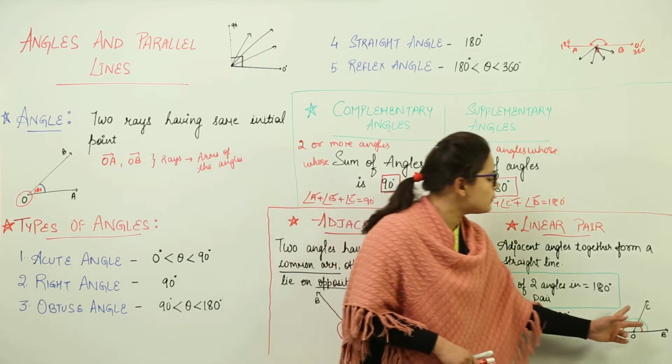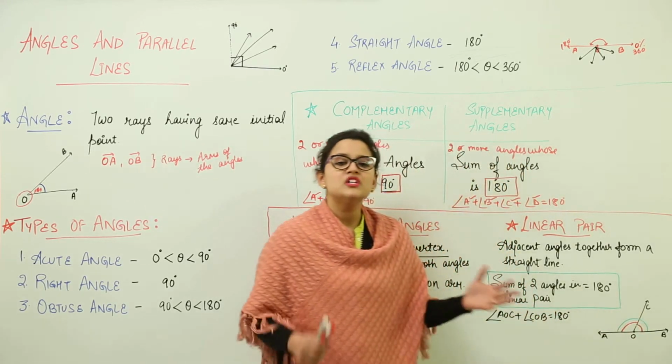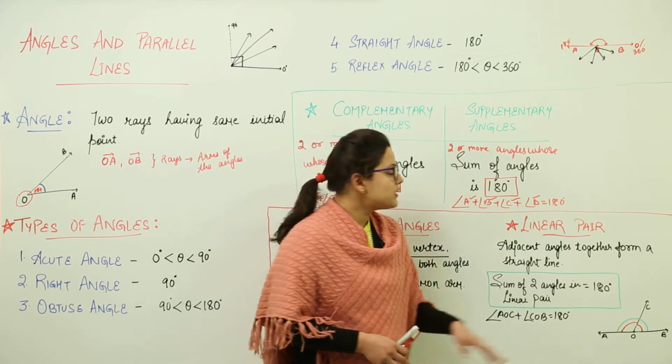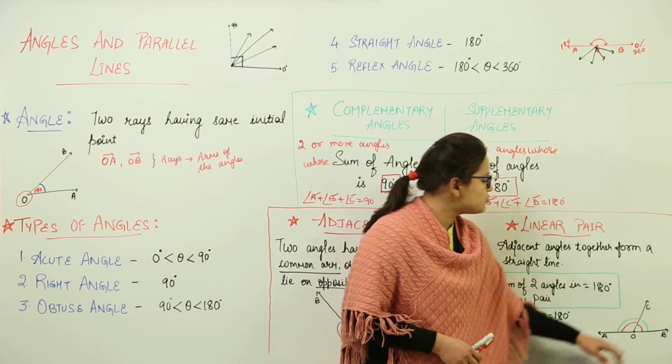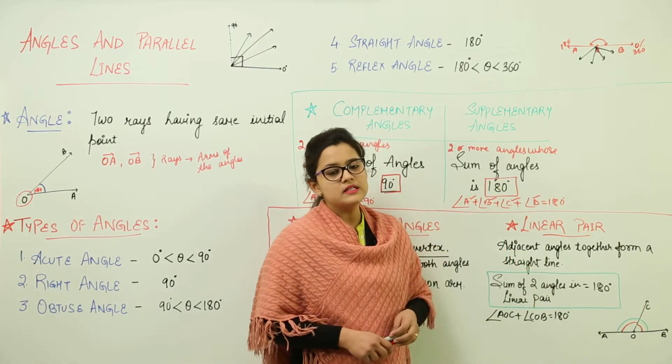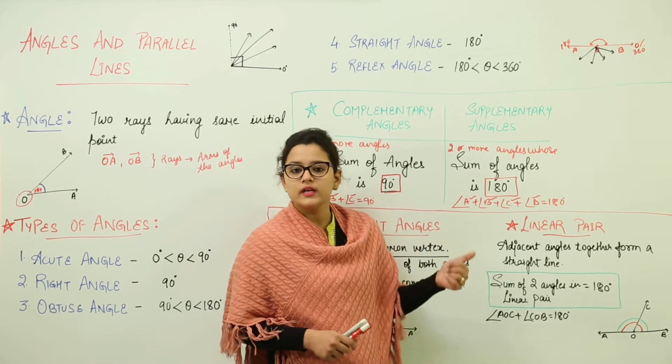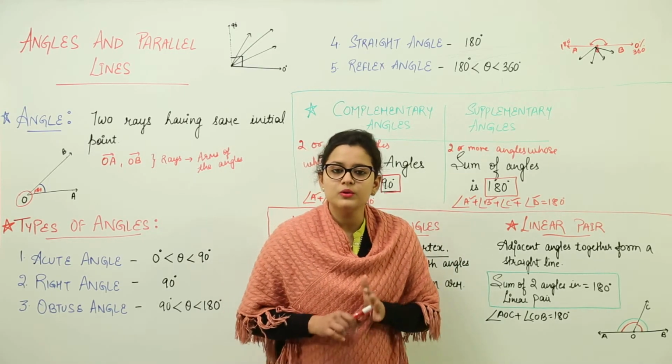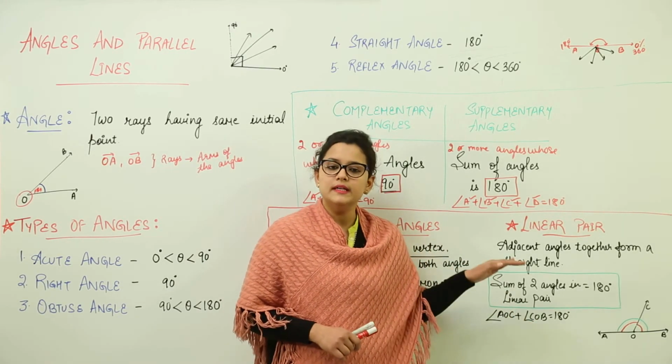Now because they are forming two adjacent angles, can we check their sum? If the adjacent angles add up to give you a straight line, and a straight line is of 180 degrees, so we can conclude that they are forming a linear pair.